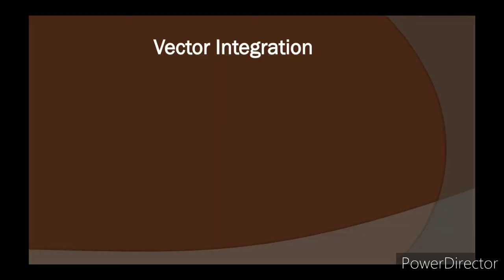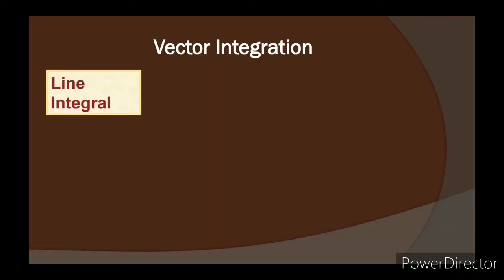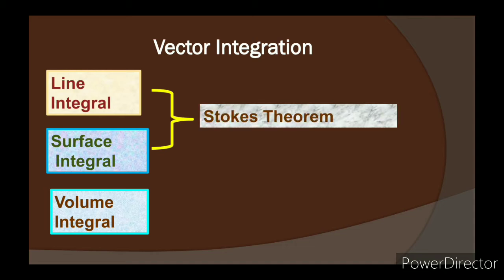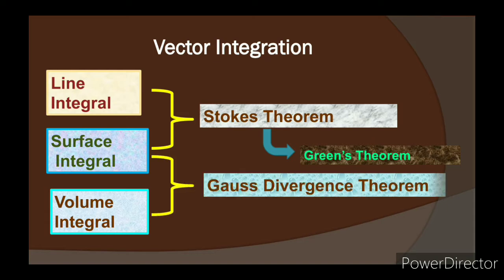Vector integration fundamentally consists of three types of integrals: line integral, surface integral and volume integral. The relation between line integral and surface integral is given by Stokes theorem, a particular case of which is Green's theorem. The relation between surface and volume integrals is given by Gauss divergence theorem. So let us start one by one.